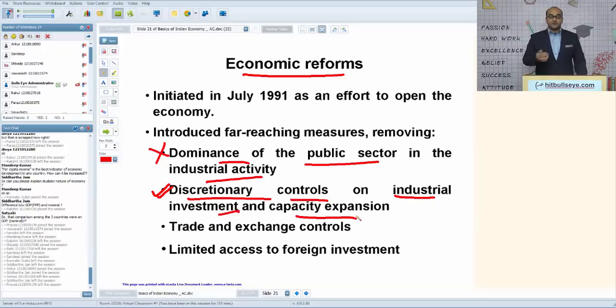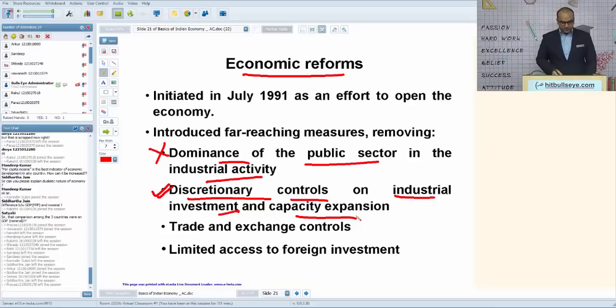So if you had to set up a factory before 1991, you would go to the government to get a license. If you wanted to expand the capacity of your factory, again you would approach the government for permission. Also, let us say you're producing pens and now you wanted to produce pencils, or rather you wanted to change the product mix, then again you had to approach the government. So there were a large number of controls and regulations that existed.